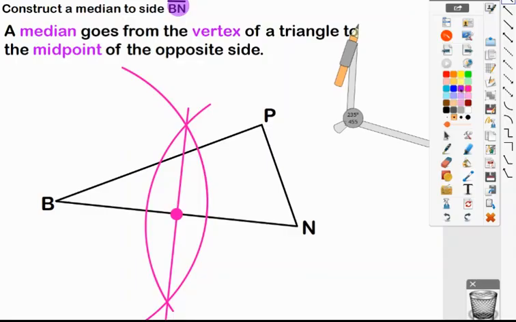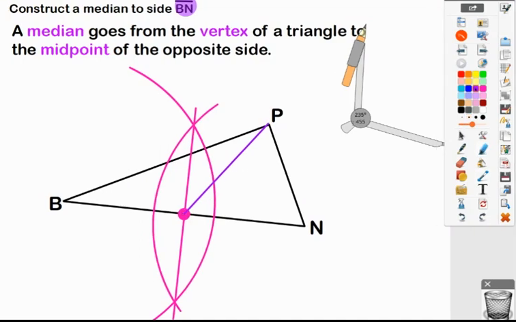Our final point is to identify the actual median, which again goes from the vertex of a triangle to the midpoint of the opposite side. So this purple line here, I'm going to highlight, is our median.